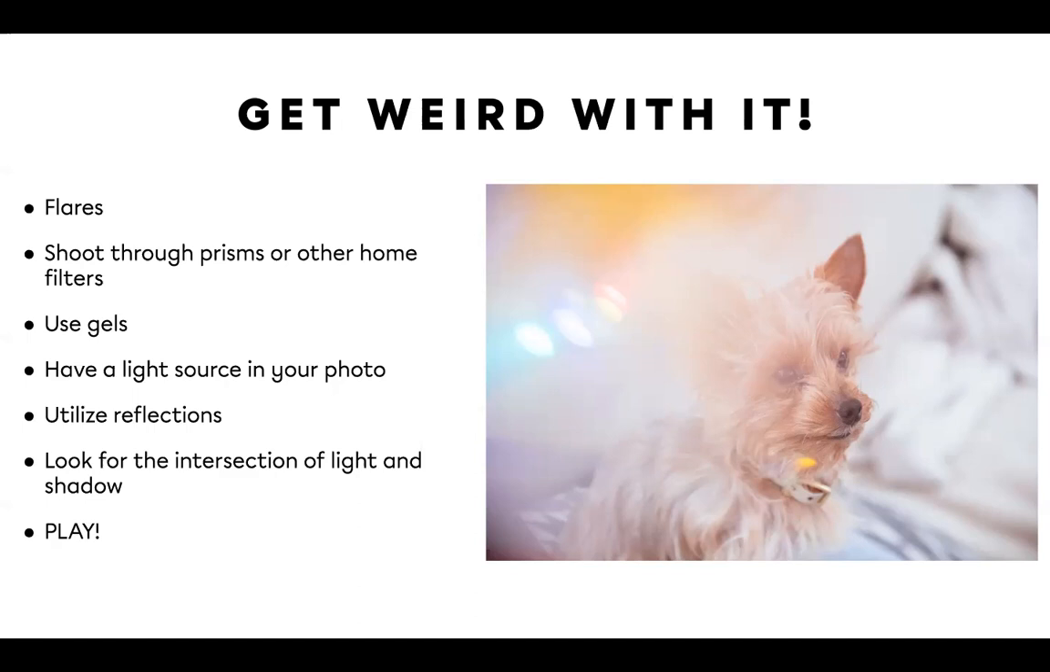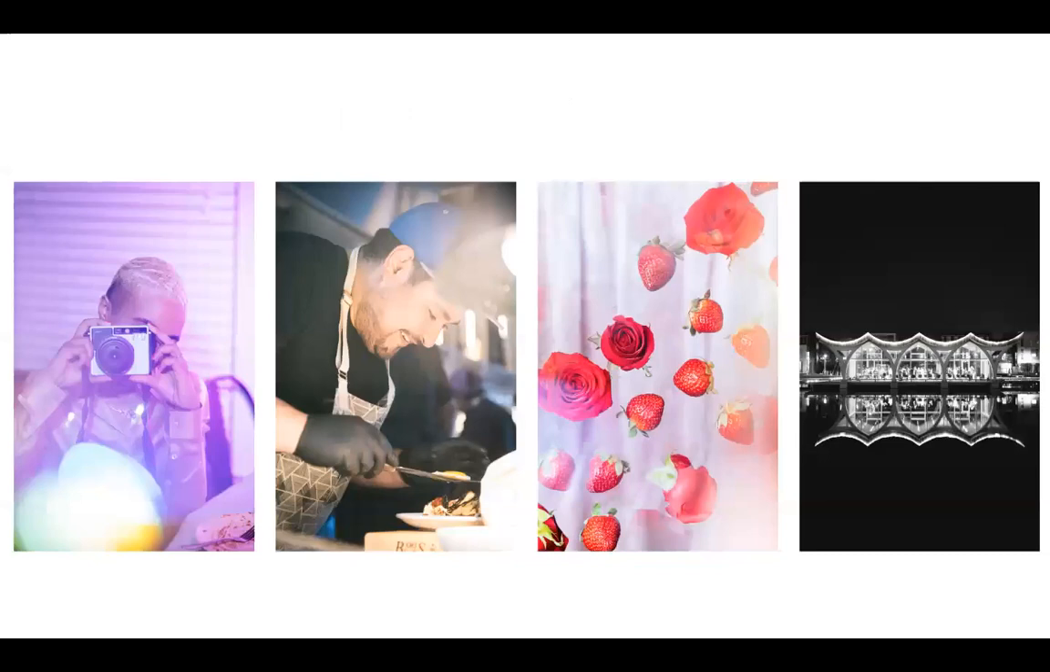Other things you can do is you can use gels. You can put colored gels over your lights. Again, you can show the light source in your photo. Use reflections to kind of play around with that light. And then look around for that intersection of light and shadow. So I have some examples to show you guys on that. But most importantly, when it comes to light, just play with it.